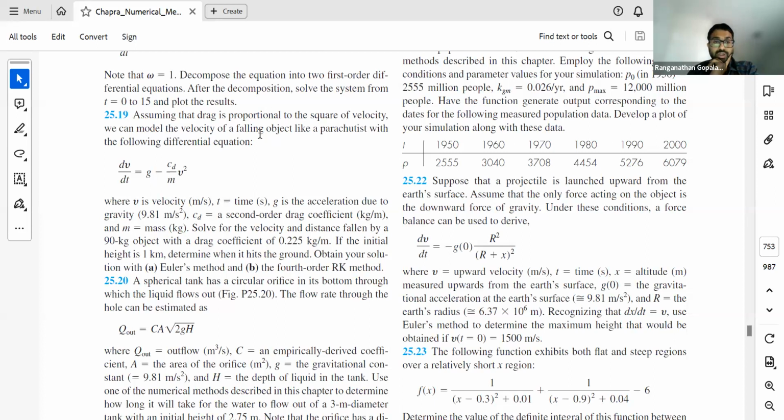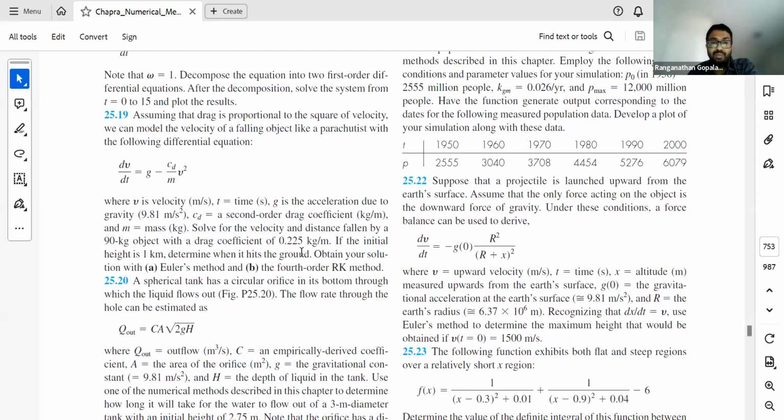Assuming that drag is proportional to the square of velocity, we can model the velocity of a falling object like a parachutist with the following equation, where v is velocity in meters per second, t is time in seconds, g is a constant 9.81 meters per second squared. Coefficient of drag is given with unit kg per meter. Mass is in kg, so we are asking to solve for the velocity and distance fallen as described by this equation, for a 90 kilogram object with a drag coefficient of 0.225 kg per meter. If the initial height is 1 kilometer, determine when it hits the ground.